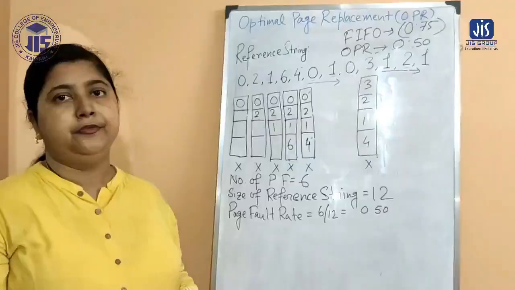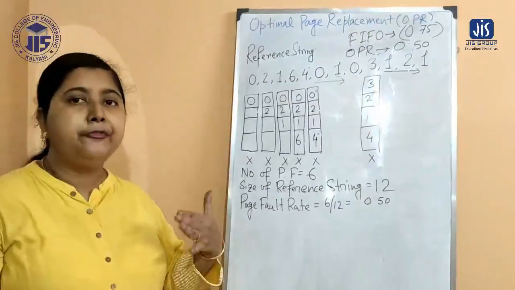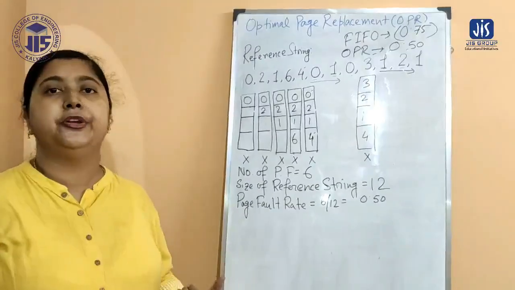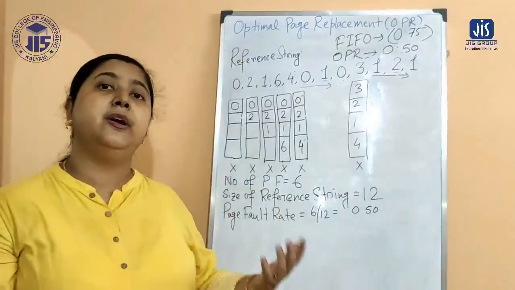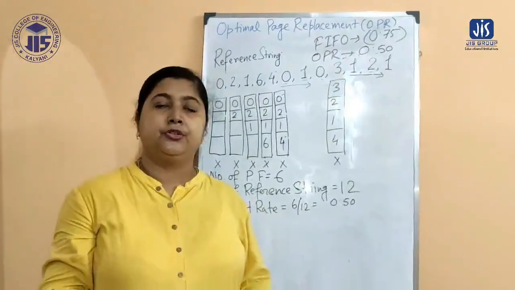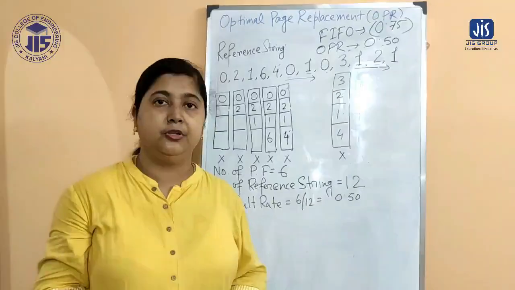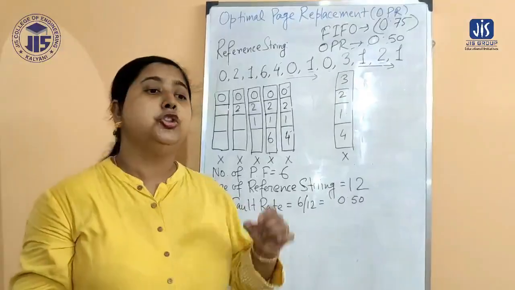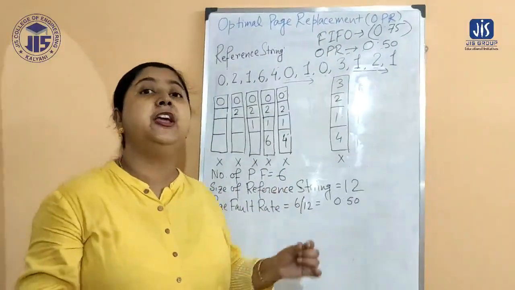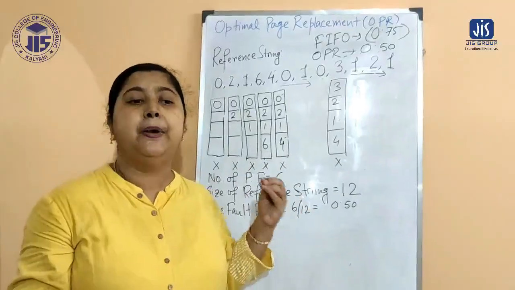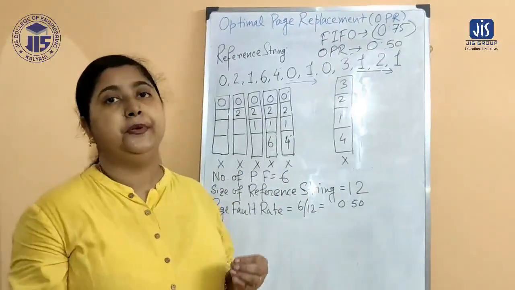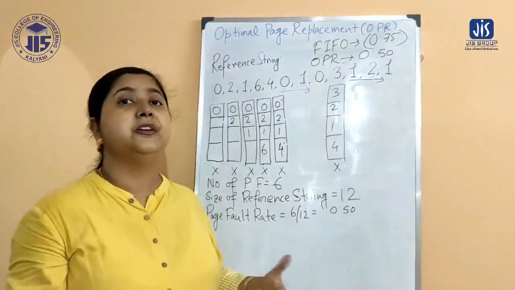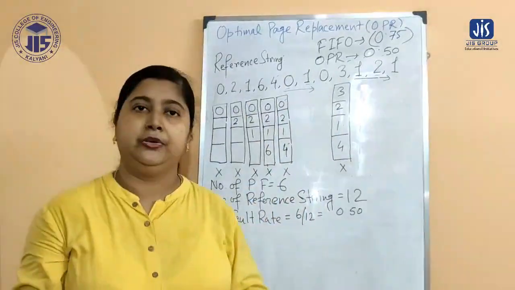In real life, we have no idea which page reference is going to come after this present scenario. It requires future reading. So, future reading is not possible to implement. So, for this reason, OPR cannot be practically implemented. Though it is giving a very excellent result, we cannot implement it. So, for this reason, we need another page replacement algorithm.